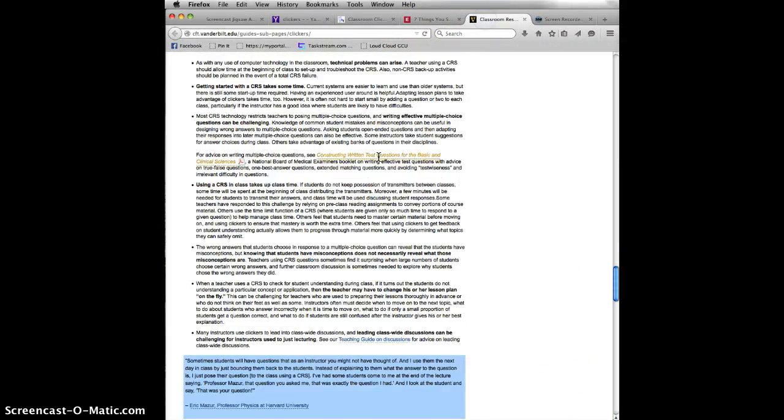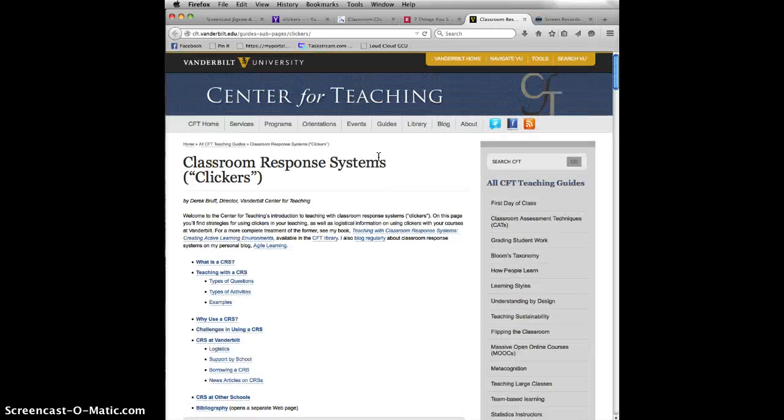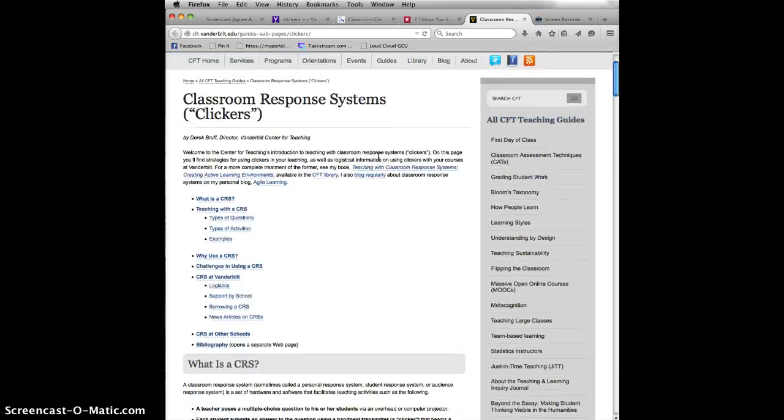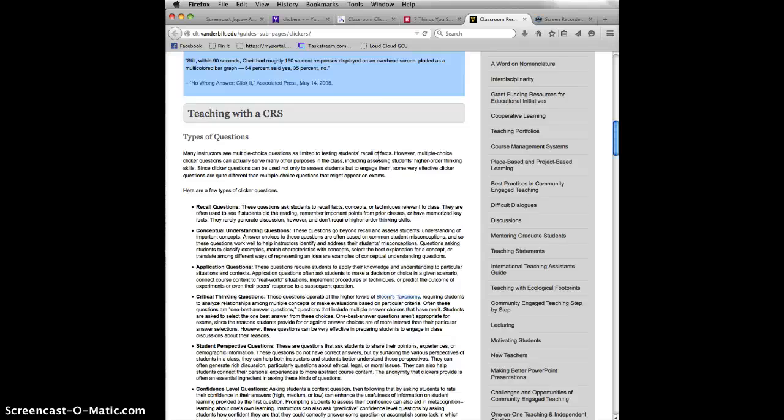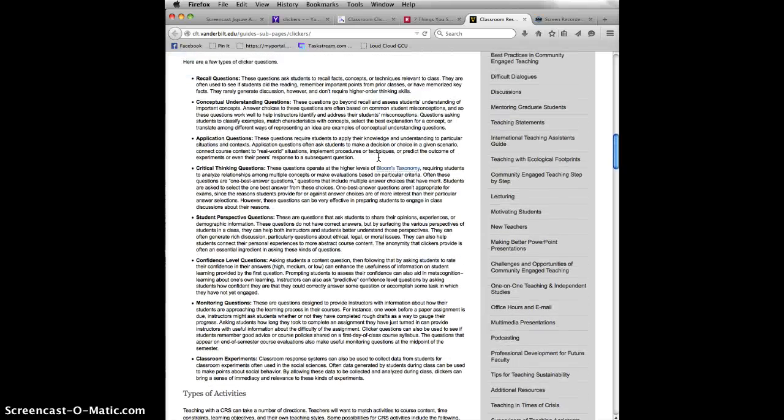Buff, with the Vanderbilt Center for Teaching, states that there are many uses, especially with questioning. You can use a clicker for recall questions, conceptual understanding questions, application questions, critical thinking questions, student perspective questions, confidence level questions, monitoring questions, and even classroom experiments. It allows the students to answer in a way that also allows the teacher to see if the students are understanding and give them the feedback that they need.